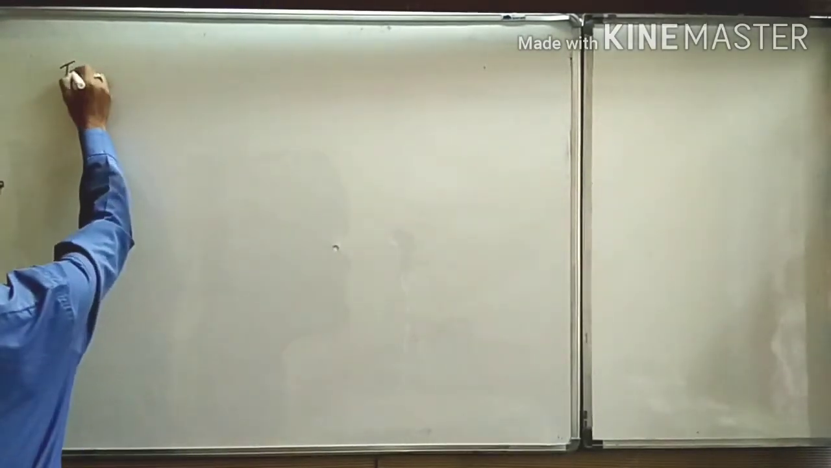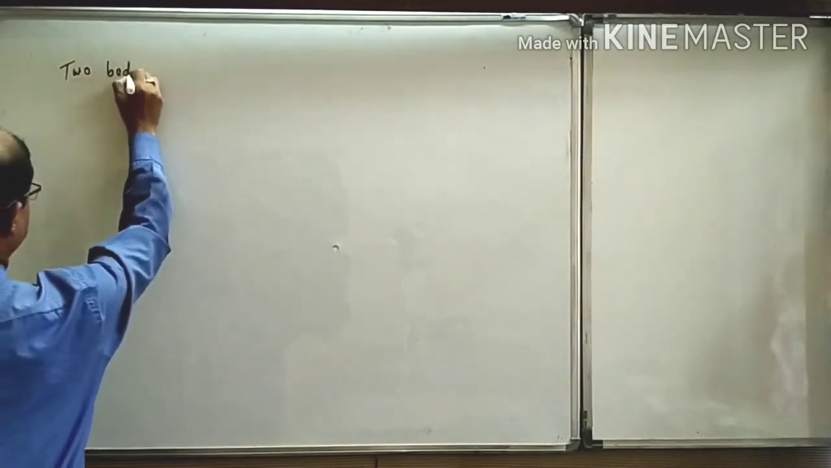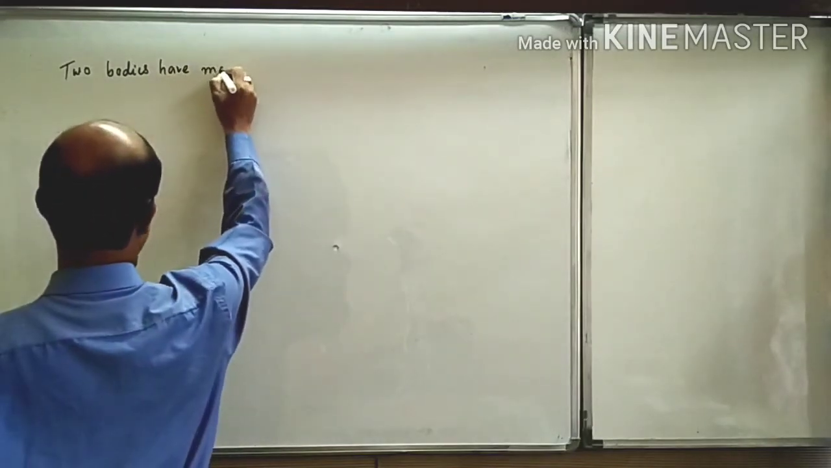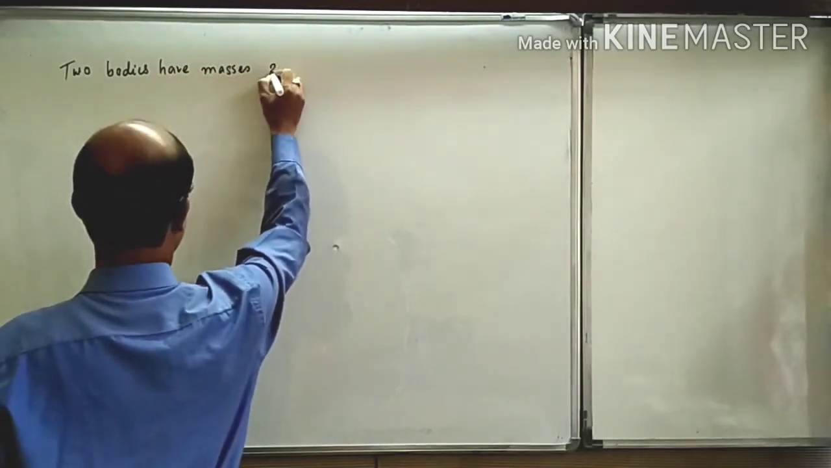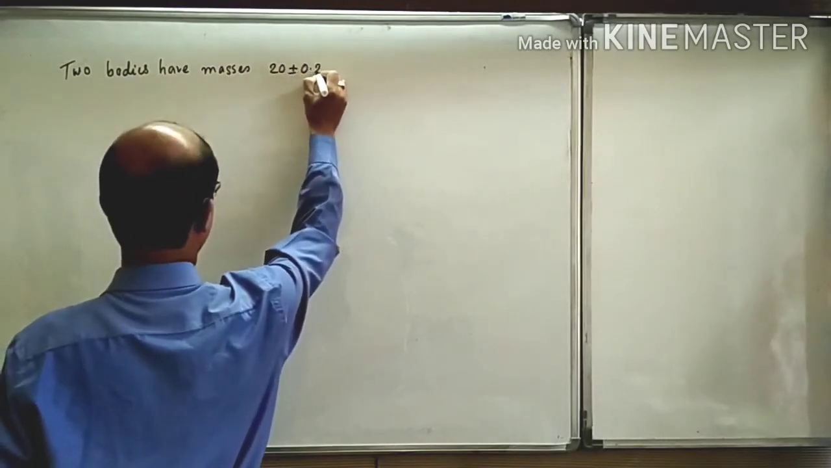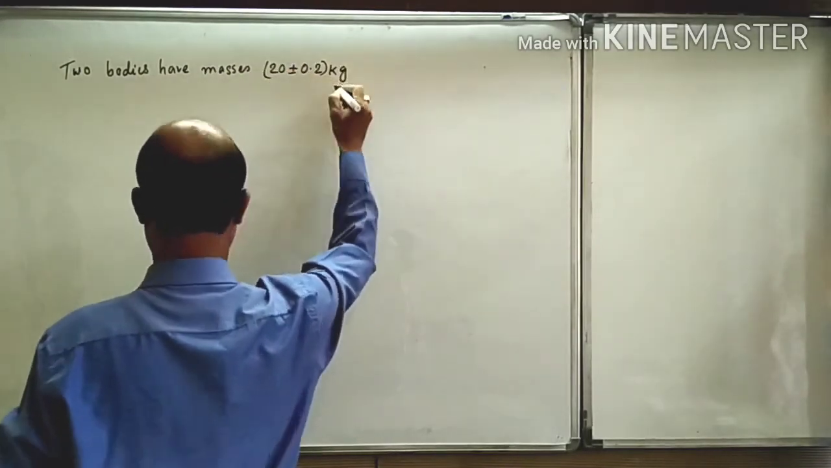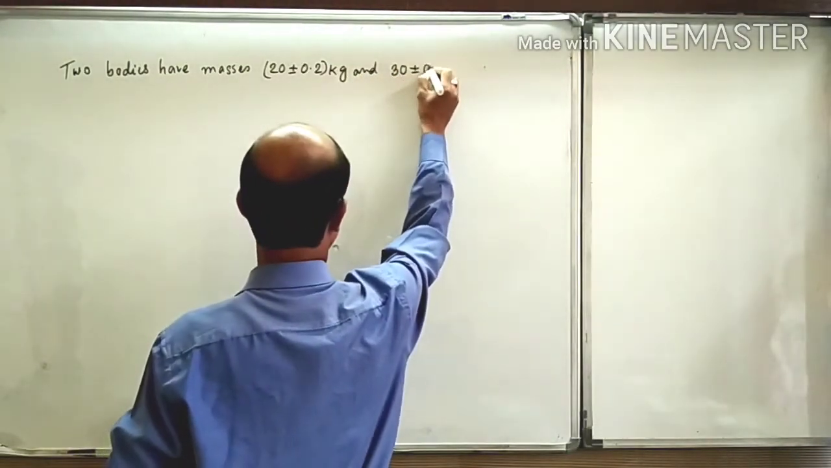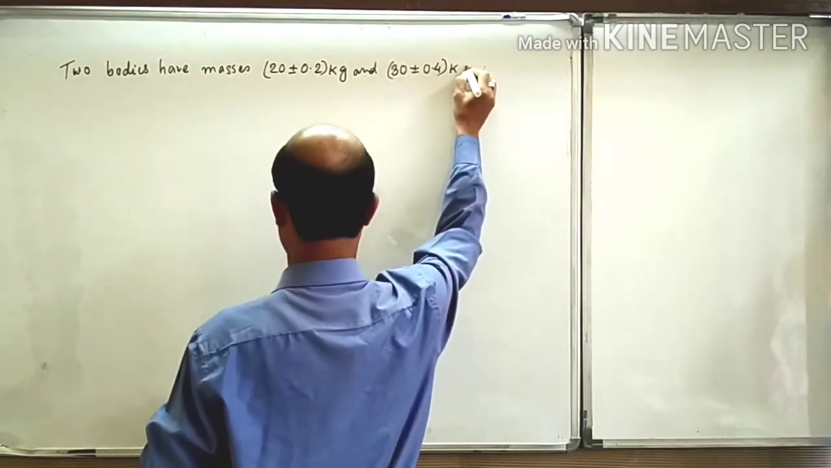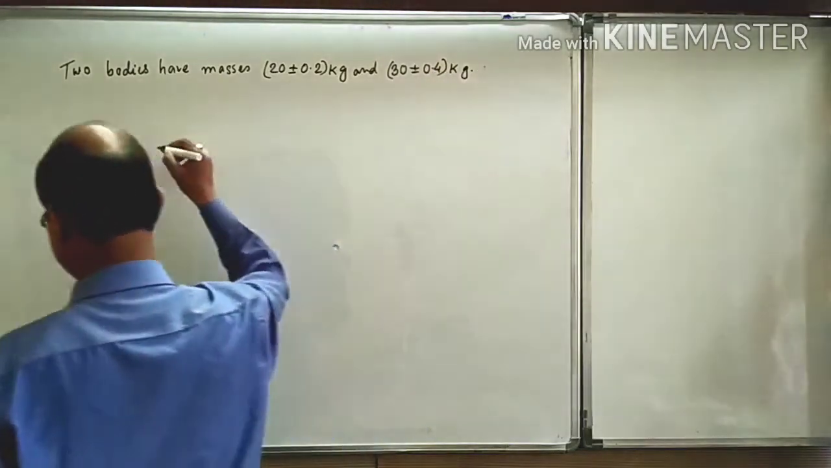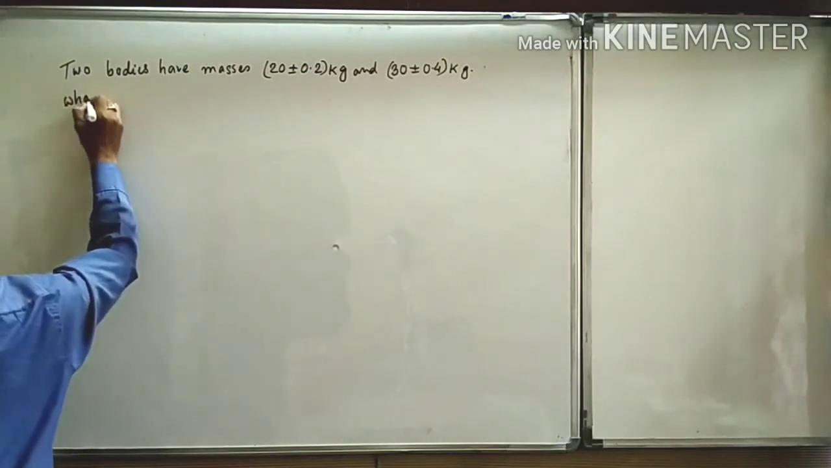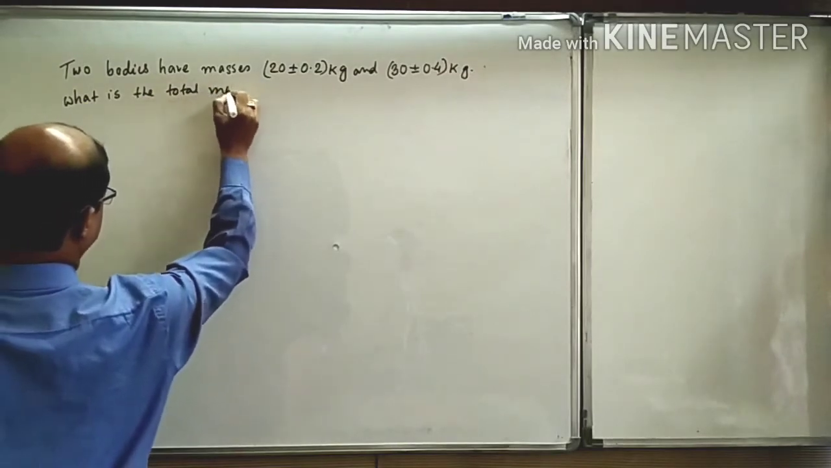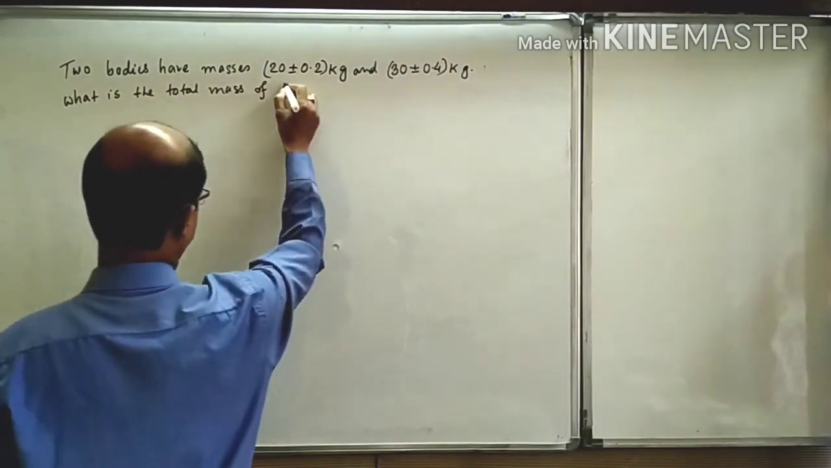Suppose two bodies have masses 20 plus minus 0.2 kg and 30 plus minus 0.4 kg. What is the total mass of these bodies?